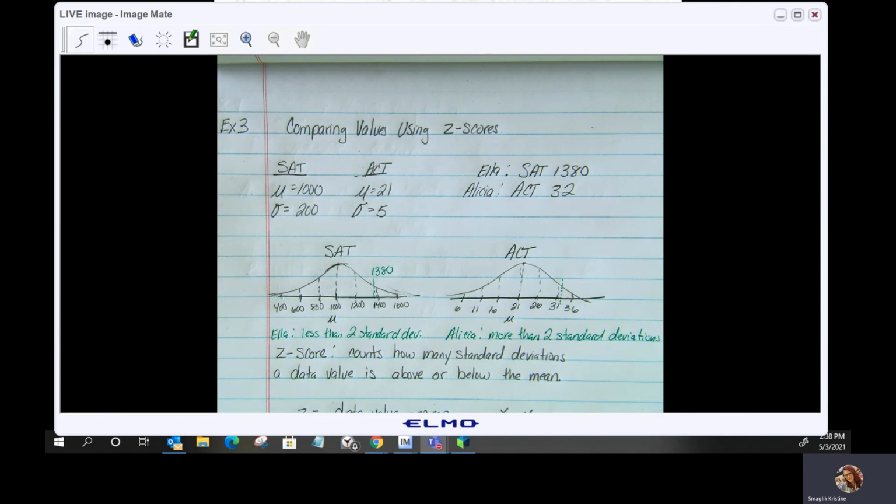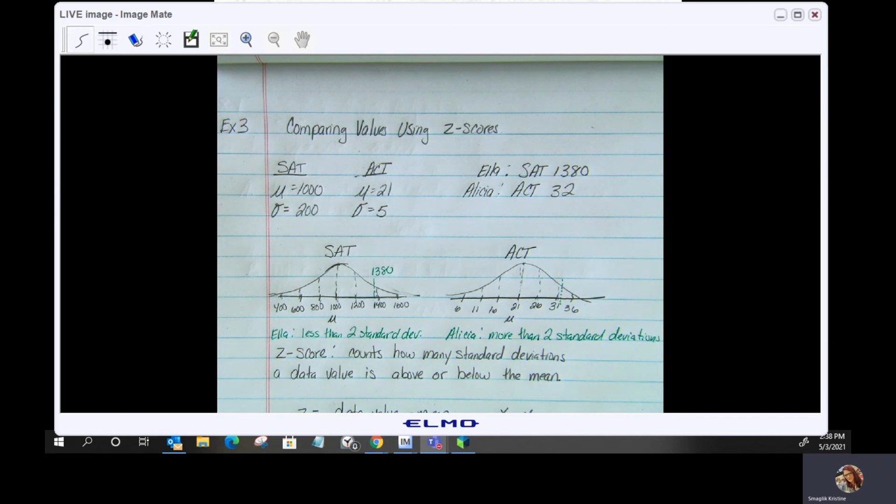Ella and Alicia are comparing scores on their college entrance exams. Ella's SAT score is 1,380. Alicia's ACT score is 32. The mean SAT score is 1,000 with a standard deviation of 200. The mean ACT score is 21 with a standard deviation of 5. Who has the better score?